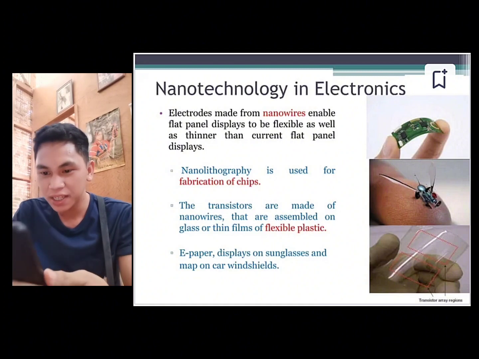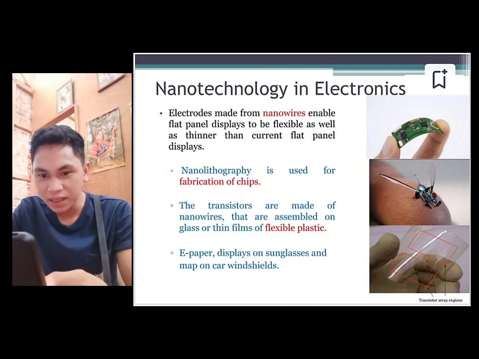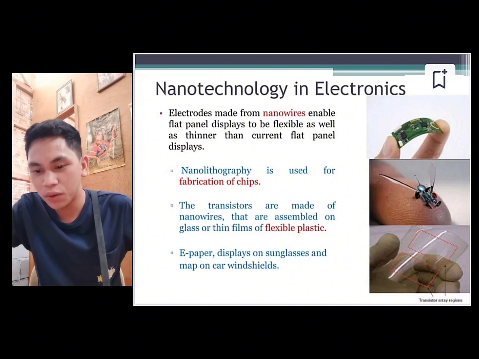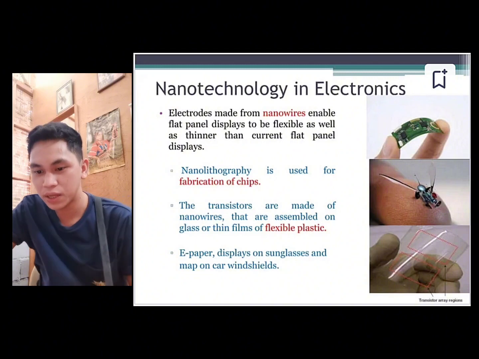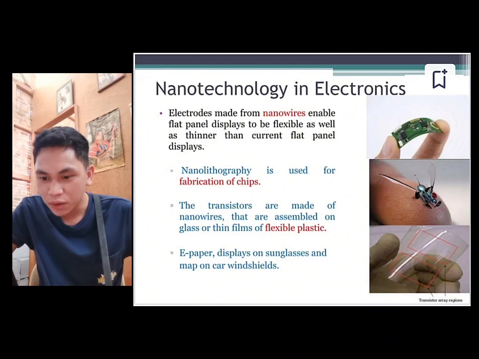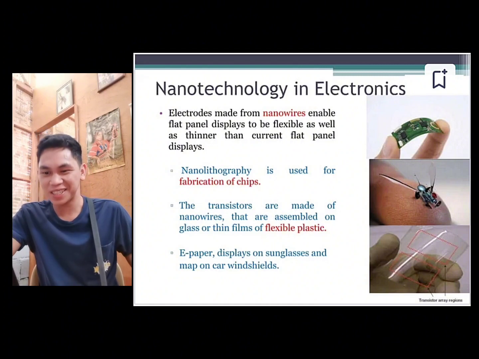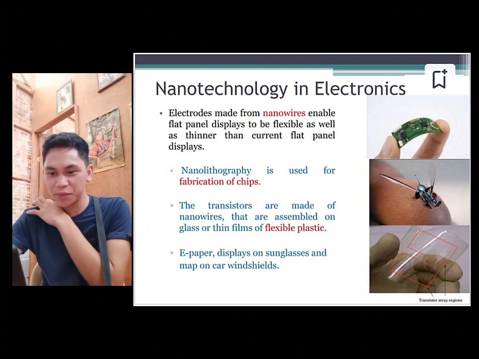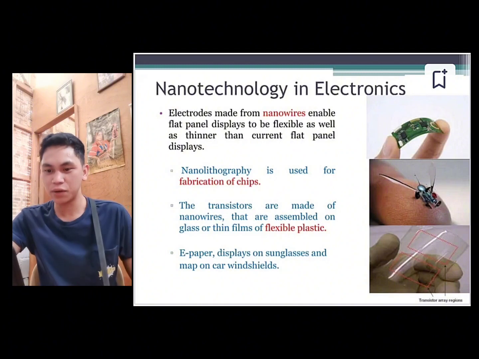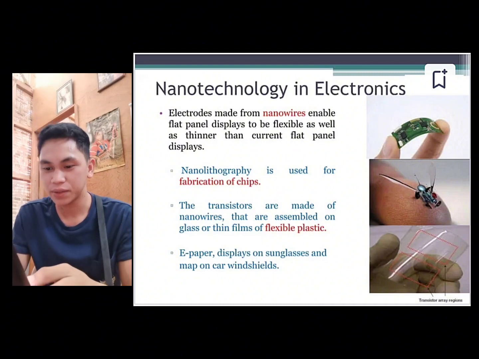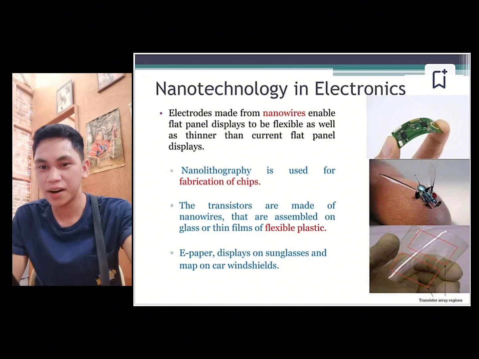So, nanotechnology in electronics. Electrodes made from nanowires enable flat panel displays to be flexible as well as thinner than current flat panel displays. Nanolithography is used for fabrication of chips. The transistors are made of nanowires that are assembled on glass, thin films, or flexible plastic. E-paper displays on sunglasses and maps on car windshields.